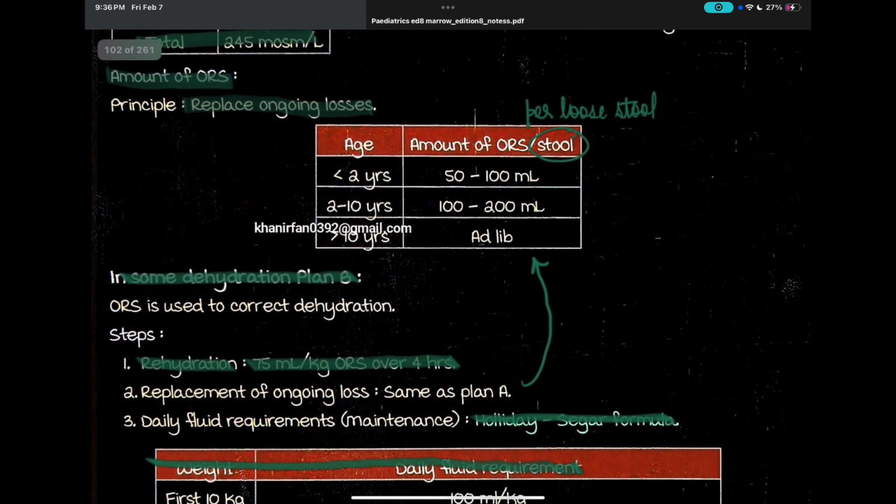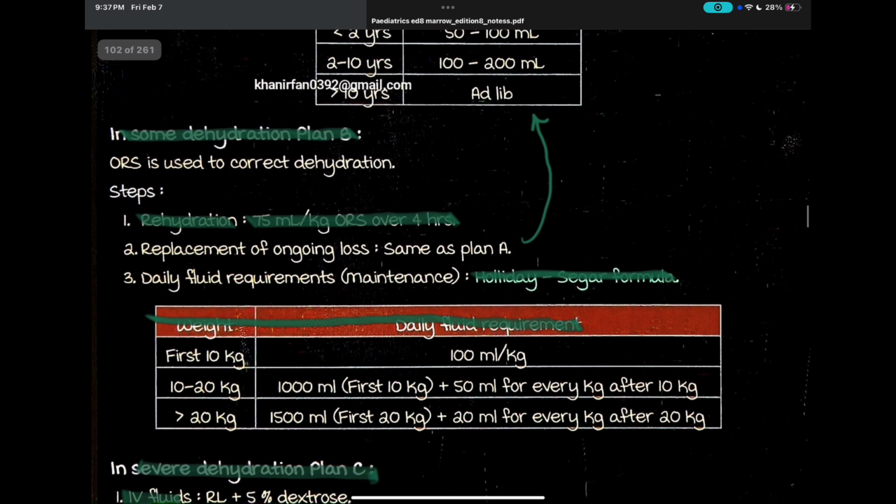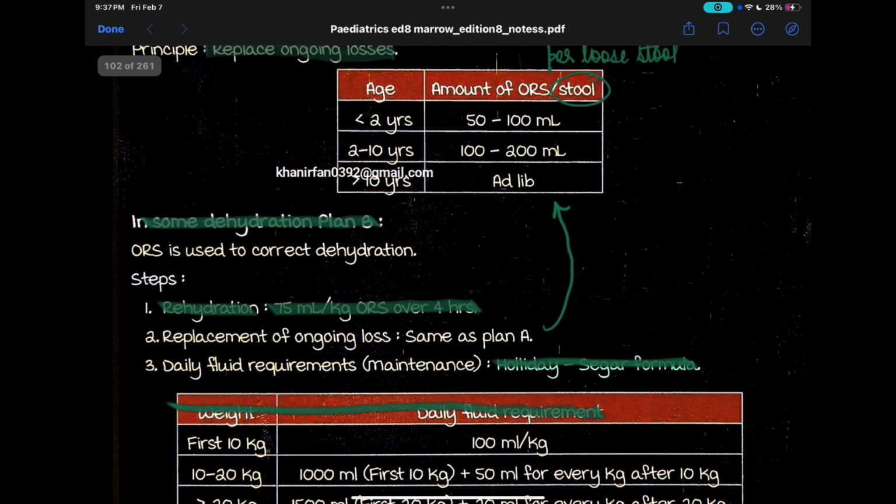Amount of ORS. Principle: replace ongoing losses. Age, amount of ORS per loose stool. So how to replace ongoing losses? If it's less than 2 years, then you give 50 to 100 ml per loose stool, 2 to 10 years, 100 to 200 ml, more than 10 years, ad lib.